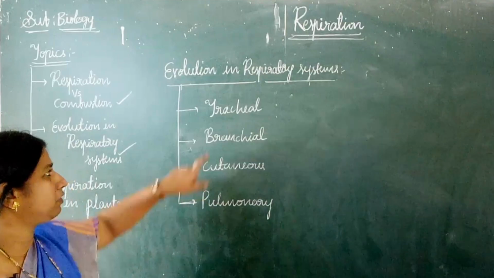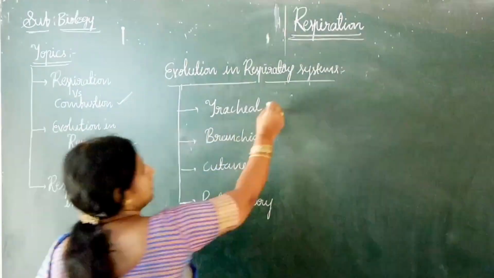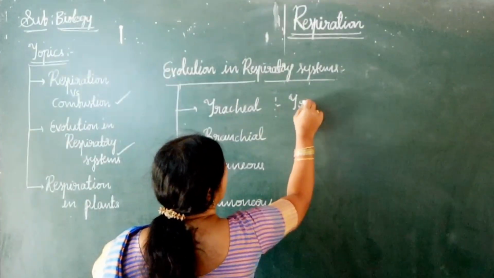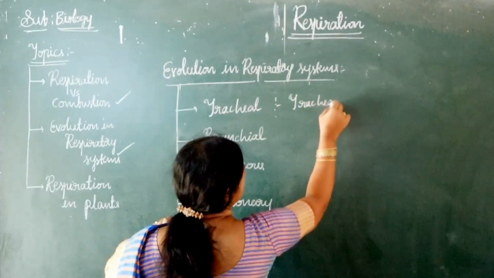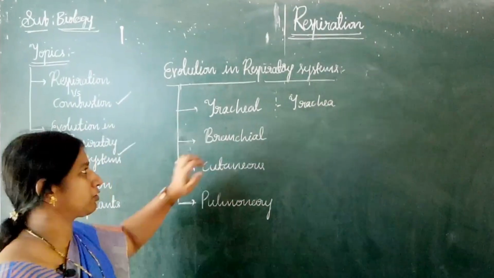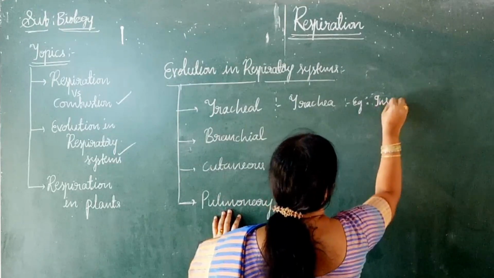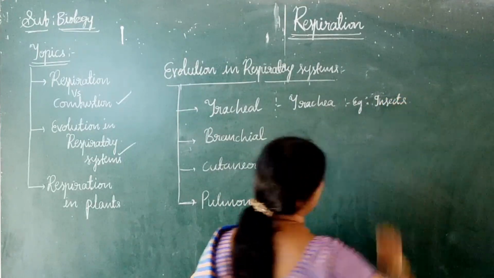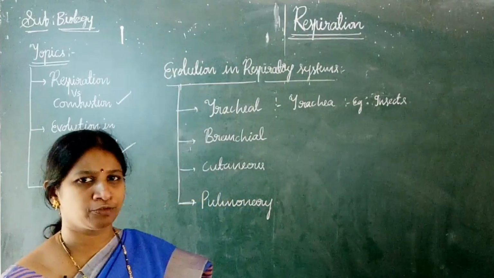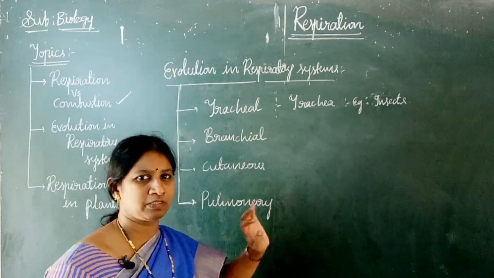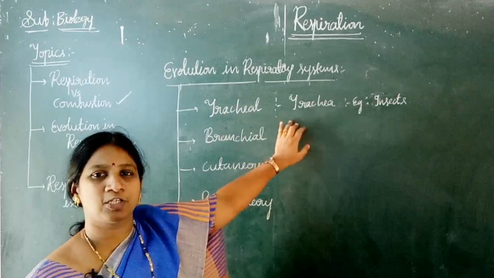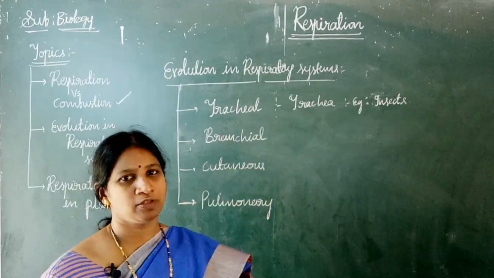So when we talk about tracheal respiratory system, here trachea are the respiratory organs. Example for the tracheal respiratory system we can find in all type of insects: cockroach, mosquitoes, houseflies, butterflies. They all have trachea as the respiratory organs to take air into the body.